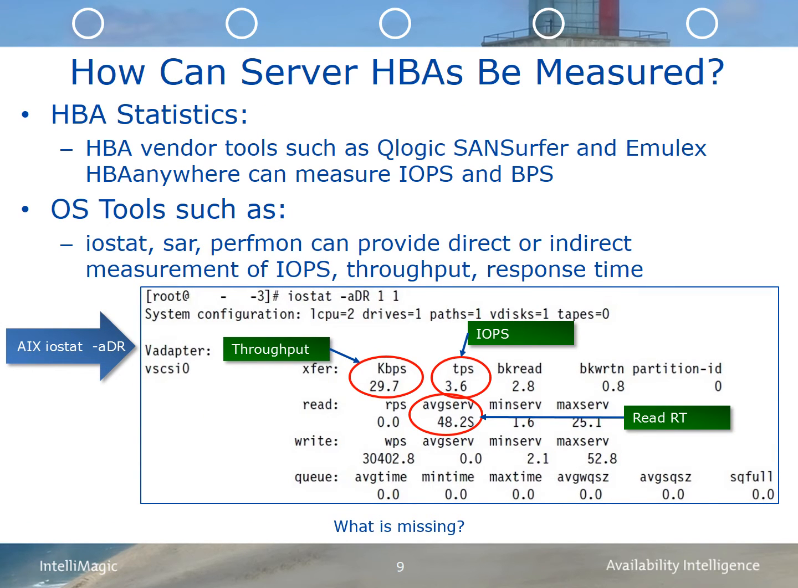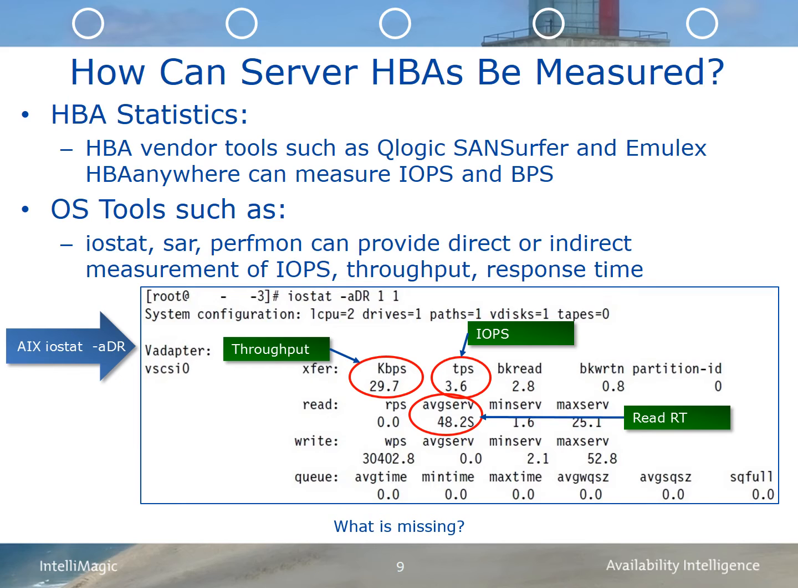Is it possible to look at the HBA performance? Well, the HBA statistics are provided to some extent via the vendor tools such as the QLogic SAN Surfer and the Emulex HBAnyware, and those can be used to measure the IOs per second and the throughput, or bytes per second. You can also refer to OS, or operating system, tools such as iostat, sar, and perfmon on Windows to provide direct and indirect measurements of the IOPS, throughput and response time for all of the associated drives, and those can be rolled up if you know the configuration information.